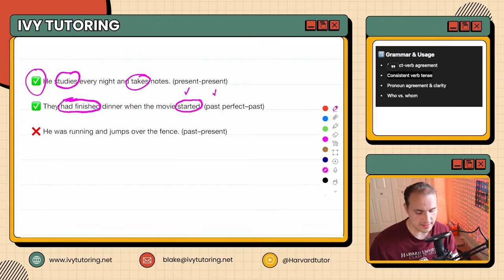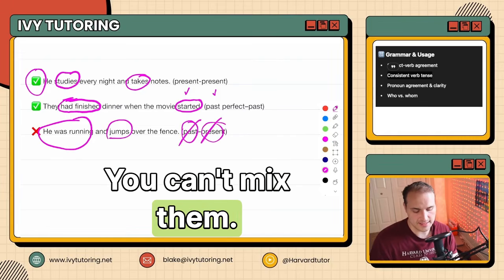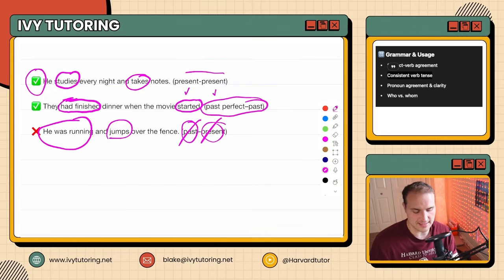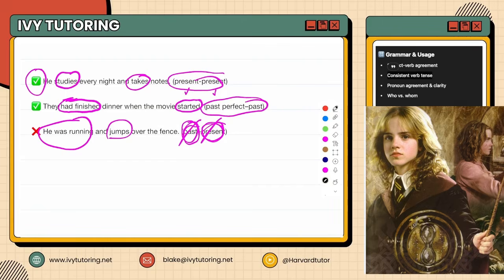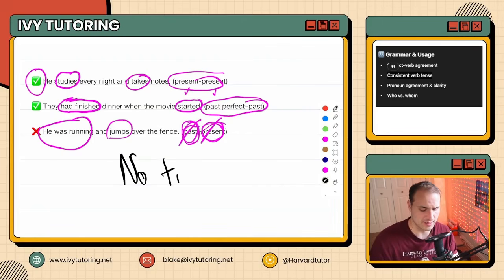All right, now let's look at an incorrect one, and you'll see this sounds wrong. He was running and jumped. Well, that's past tense with your present. You can't mix them, okay? The past goes with the past. These guys are both in the present. These guys are changing things up. You're not a time traveler on the ACT. So I tell my students, you are not Marty McFly. You do not time travel on the ACT. You're not Hermione Granger. No time traveling.